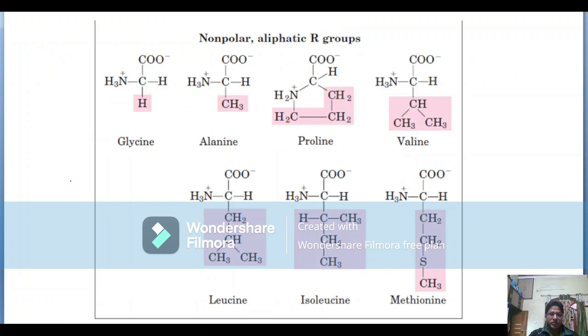So let's see the structures of these amino acids. These are the non-polar amino acids which contain the aliphatic R group. Glycine is also considered in this category of non-polar aliphatic R group, but it doesn't contribute much to hydrophobicity because it contains only a hydrogen atom. But other amino acids like alanine contain a hydrocarbon chain, the methyl group, and now we are discussing proline.